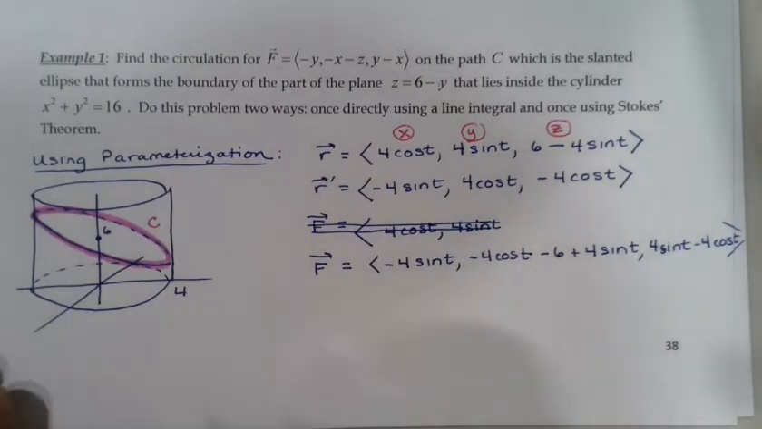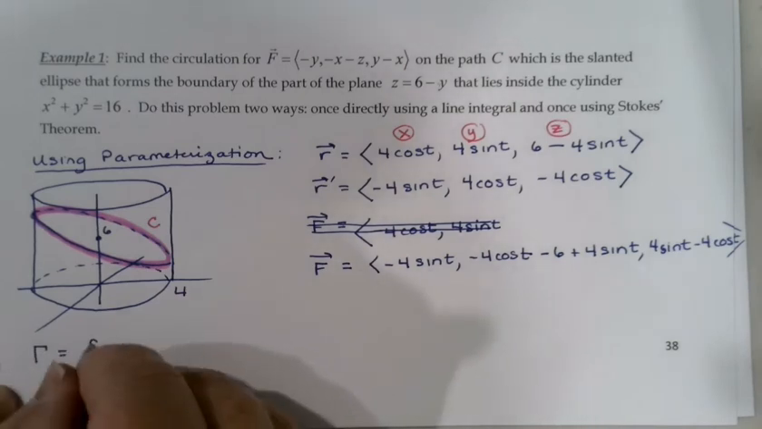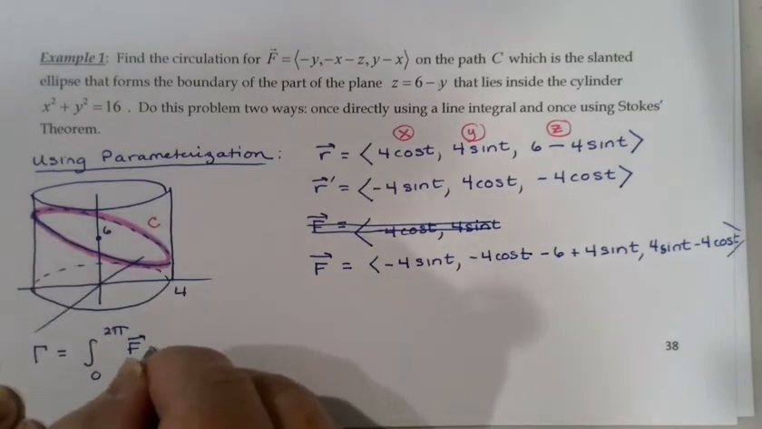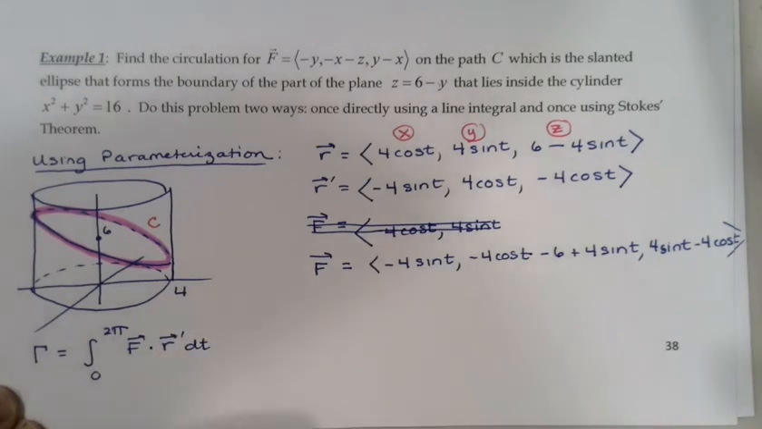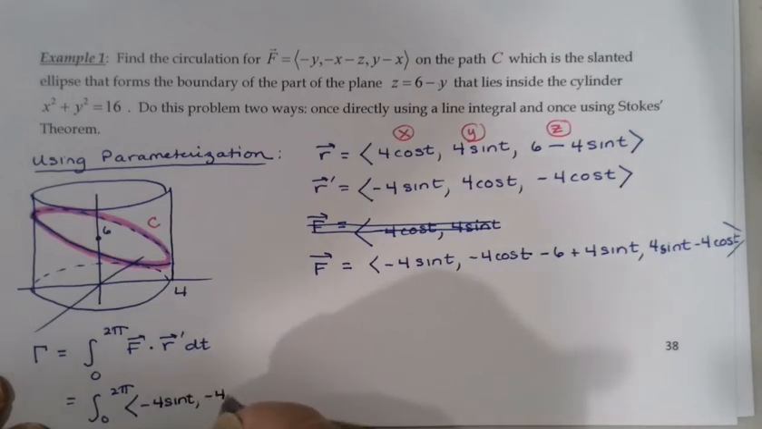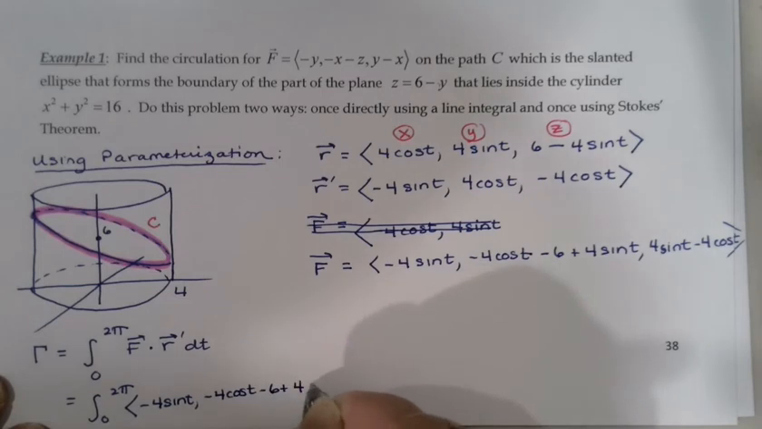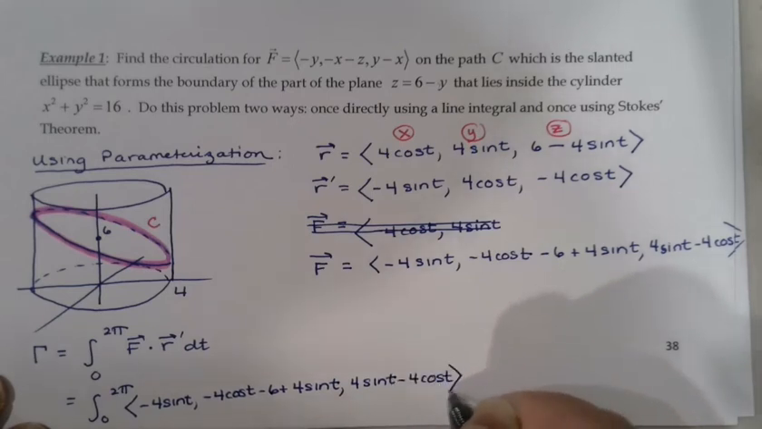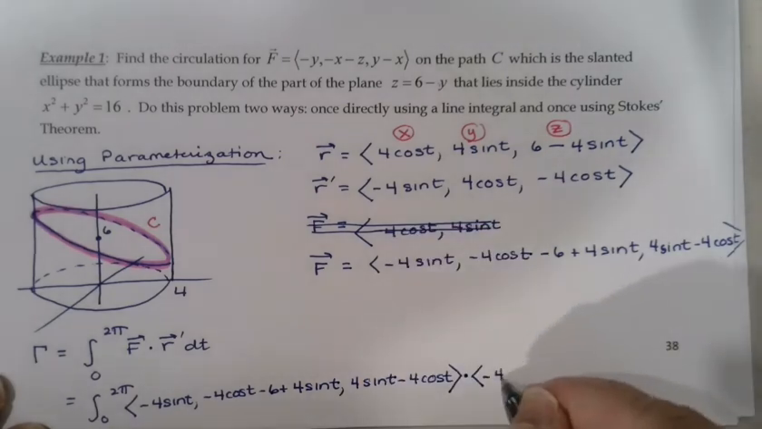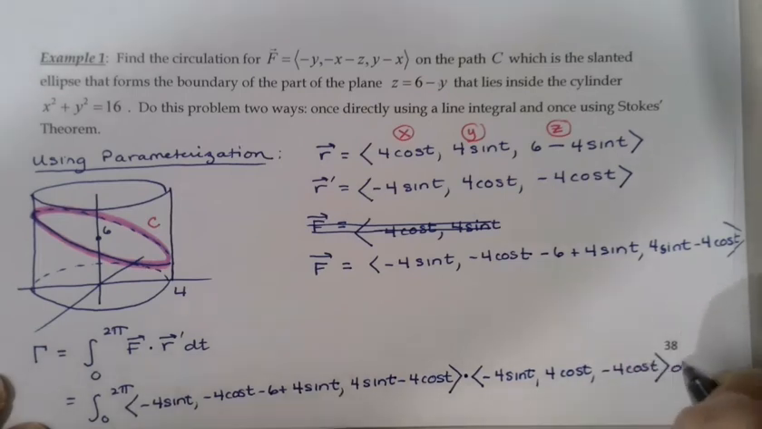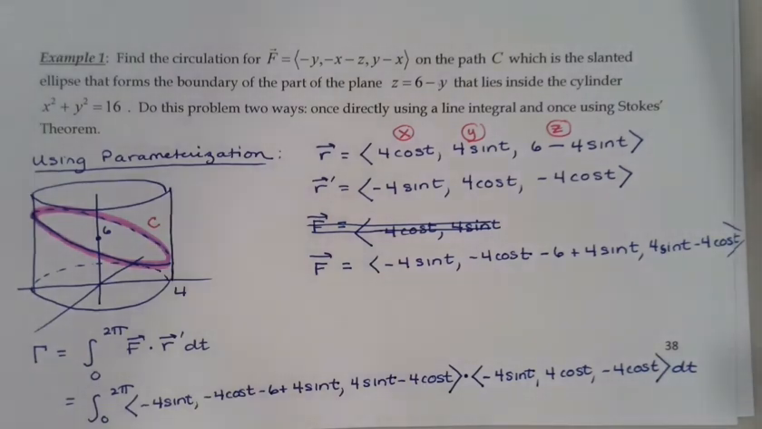All right. So my circulation is going to be the integral of going all the way around, so 0 to 2π, of F · r′ dt. And so I've got my F dot product with this r′ dt. Again, I think I gave us a blank page to work because this is a long problem, so let me shift a little bit here.